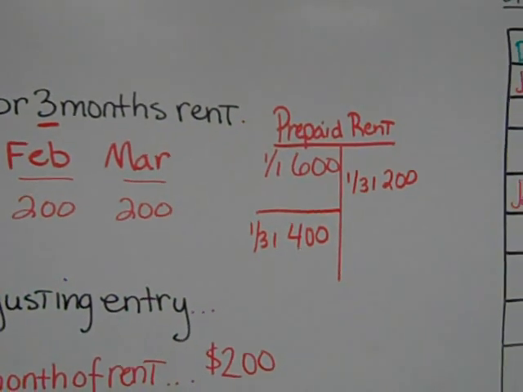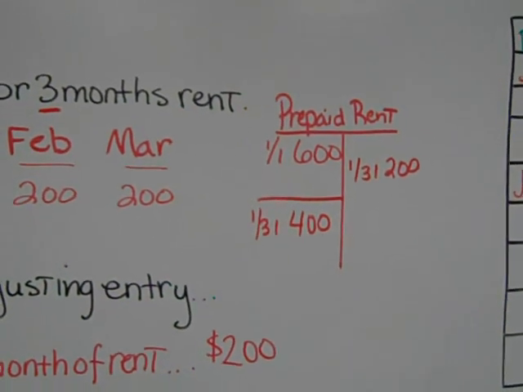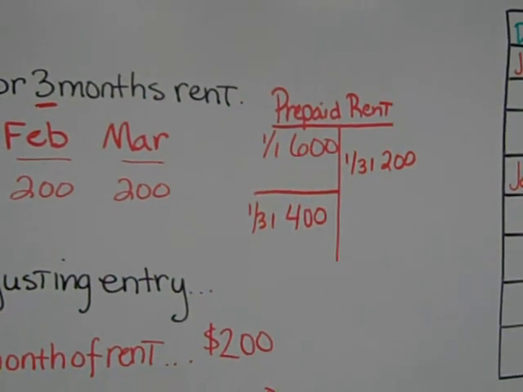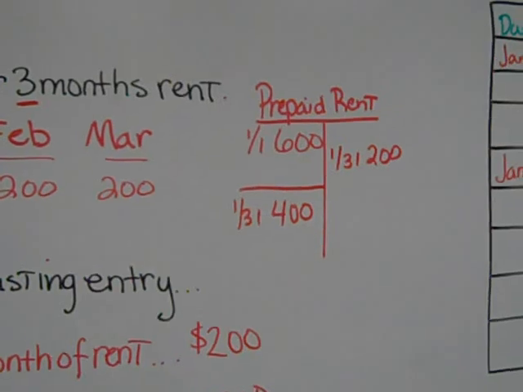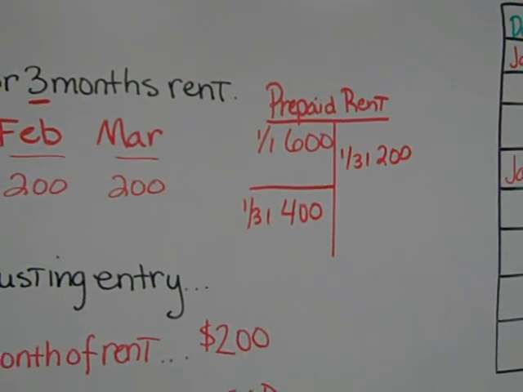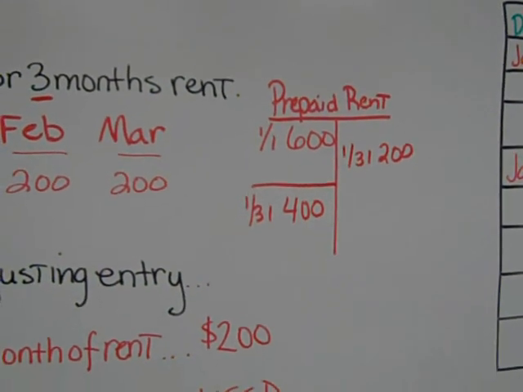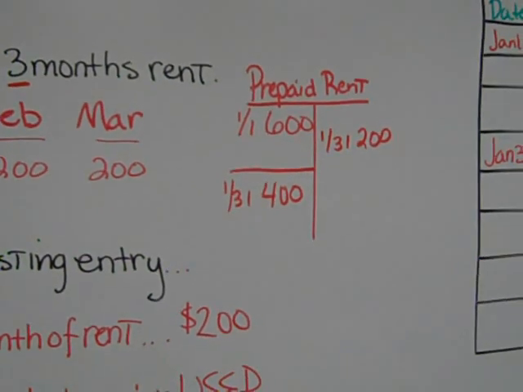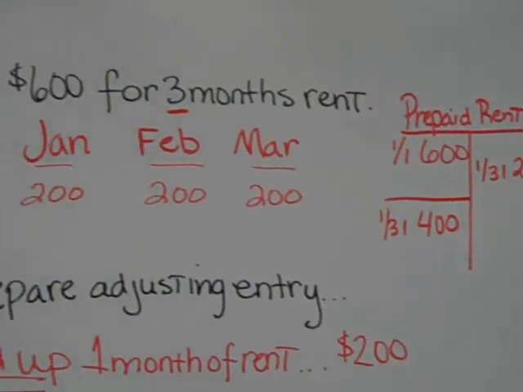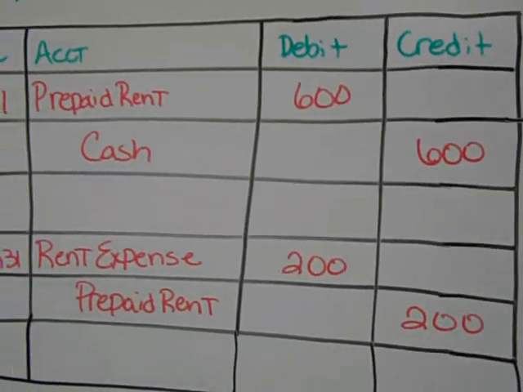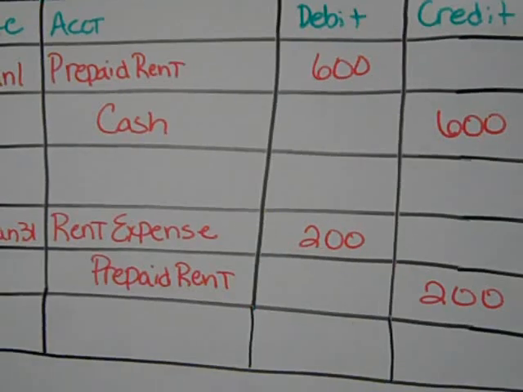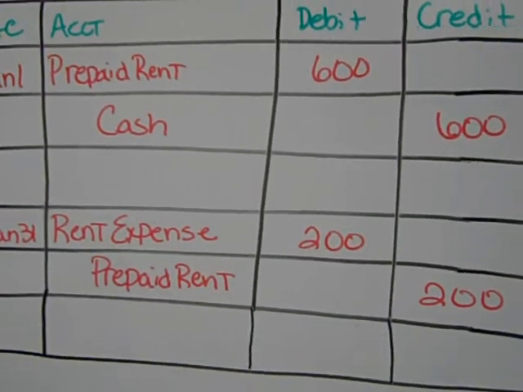If you look at the prepaid rent T account, this is what we've done. We originated the prepaid rent on January 1st with an entry of $600. On January 31st, we adjusted prepaid rent by reducing it for the $200 we used up in January. So now prepaid rent has a balance of $400. This illustrates a prepaid rent expense transaction, an adjusting entry.